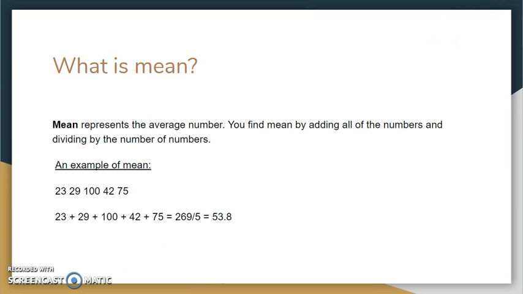Let's review some definitions first. What is mean? Mean represents the average number. Now, how do we find the mean? Well, it's actually pretty easy. All we have to do is add up all the numbers and then divide by the number of numbers.